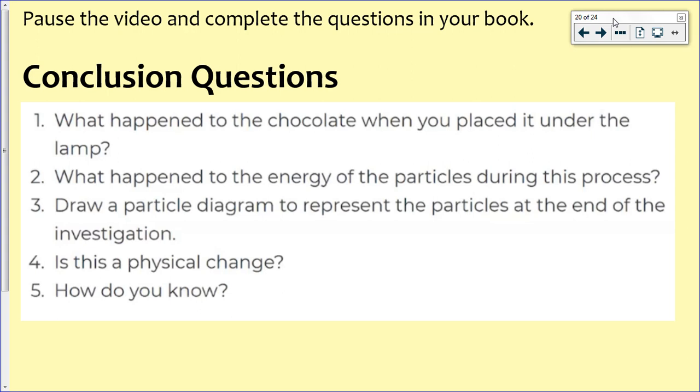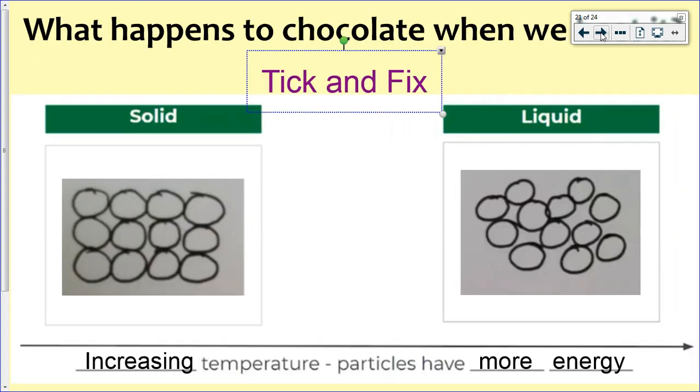Draw a particle diagram to represent the particles at the end of the investigation. So it had changed to a liquid, so what do the particles look like? Is this a physical change? Yes or no? How do you know? Explain why this is a physical change. So think carefully about how we talked about physical change: it has the same particles, it's the same substance, it just looks a different form or arrangement. Okay, so explain why this melting of chocolate is or isn't a physical change. Okay, and once you've completed them, we can tick and fix those.